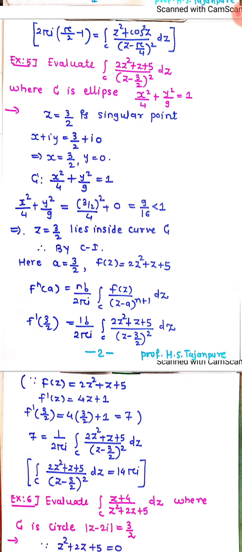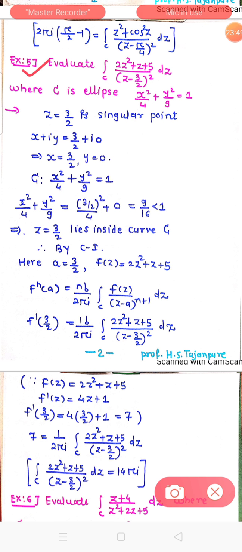Now the next example: evaluate the integration of (2z² + z + 5) upon (z - 3/2)² dz, where the curve is the ellipse x²/4 + y²/9 = 1. Here the singular point is z = 3/2.